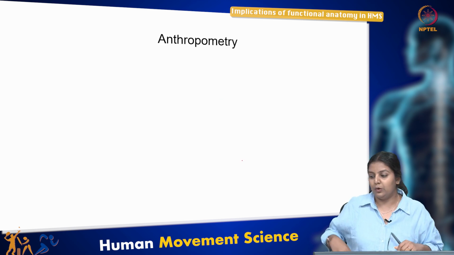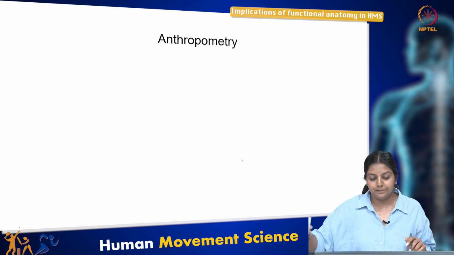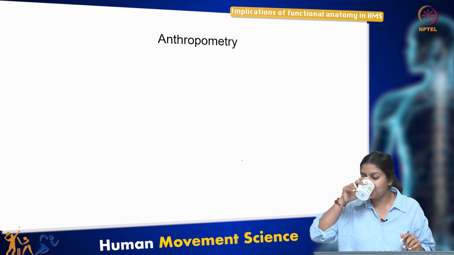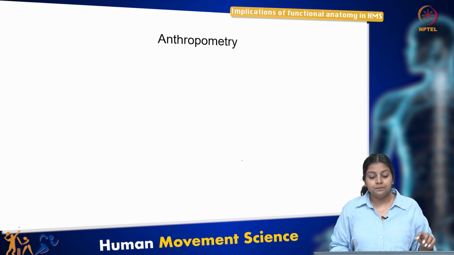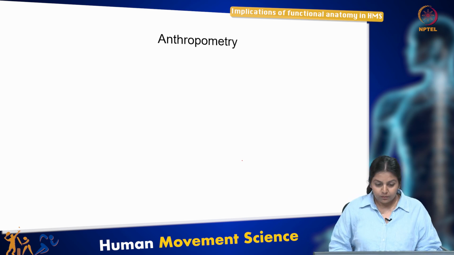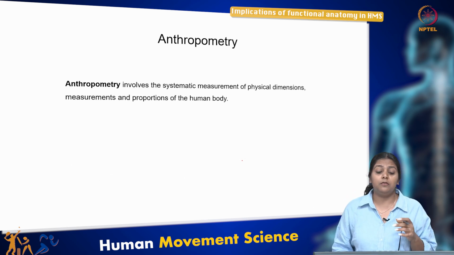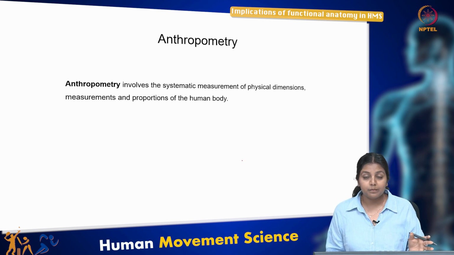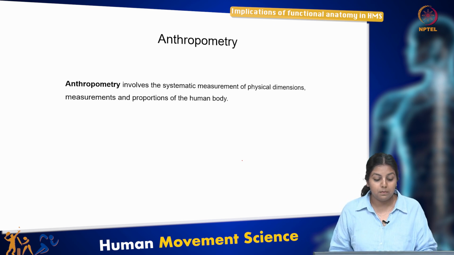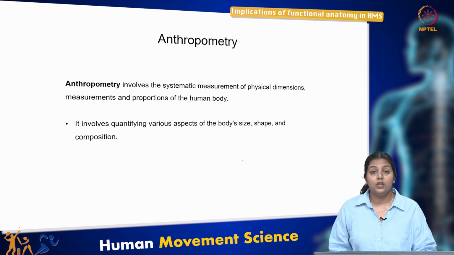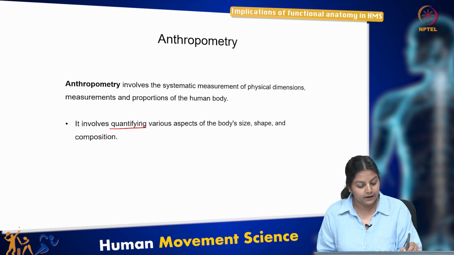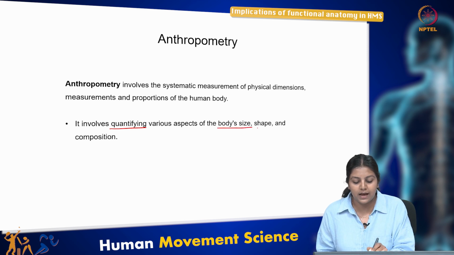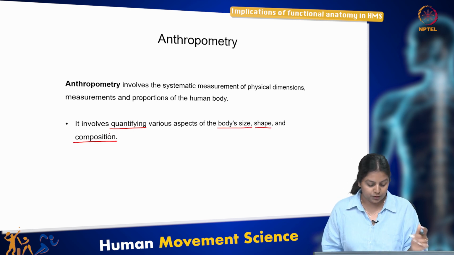So the last concept we'll be looking at is anthropometry. So what is anthropometry? Anthropometry is a concept that involves the systematic measurement of physical dimensions, measurements and proportions of the human body. So it involves quantifying various aspects of the body's size, shape and composition.